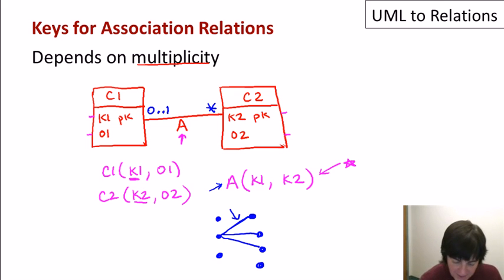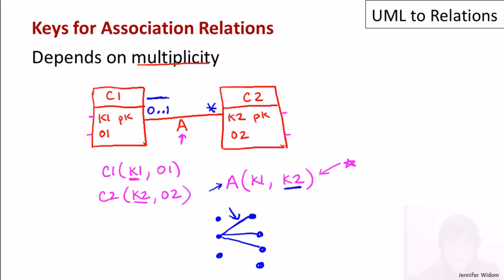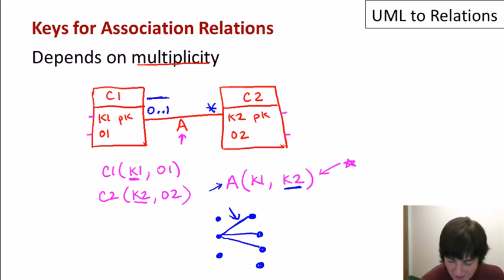And we can see that each element on the right-hand side can be involved in at most one tuple of A. So that tells us that K2 is actually a key for A. So when we have 0..1 or 1..1 for that matter on one side of an association, then the key attribute from the other side is a key for the association. So let's test out that rule on our student and college association and see if it makes sense.